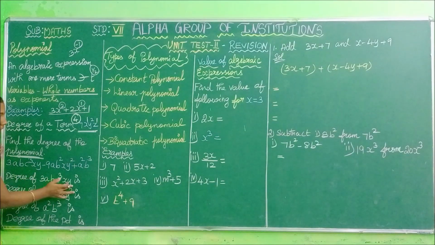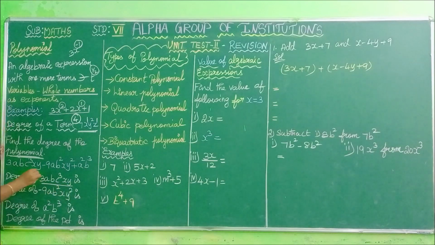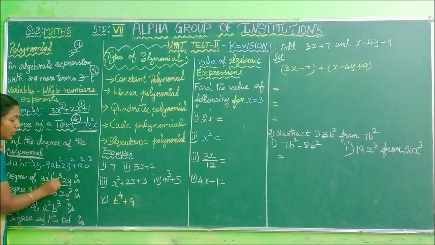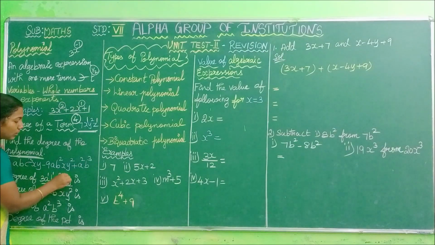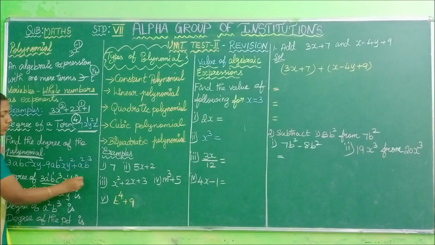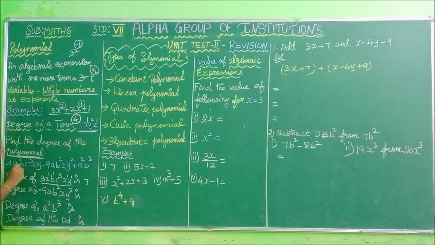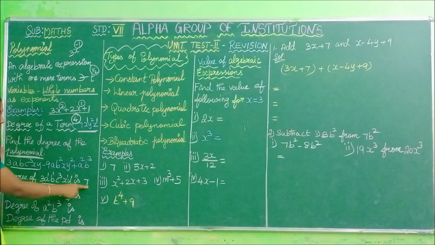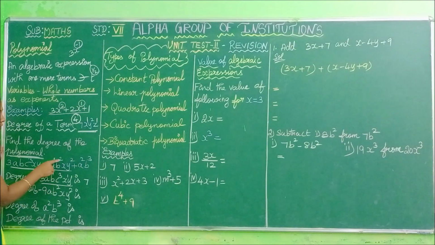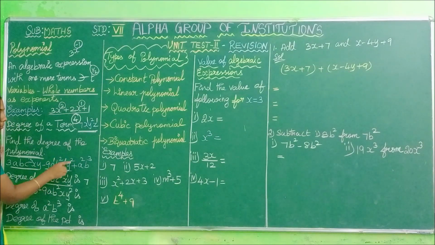To calculate the degree of this term, you must add the powers of the variables. So the power of a is 1, power of b is 1, power of c is 3, power of x is 1, power of y is 1. So 1 plus 1, 2, 2 plus 3, 5, 5 plus 1, 6, 6 plus 1, 7. So the degree of the first term is 7. And what is the degree of the next term? Power of a is 1, power of b is 2, power of x is 1, power of y is 2.